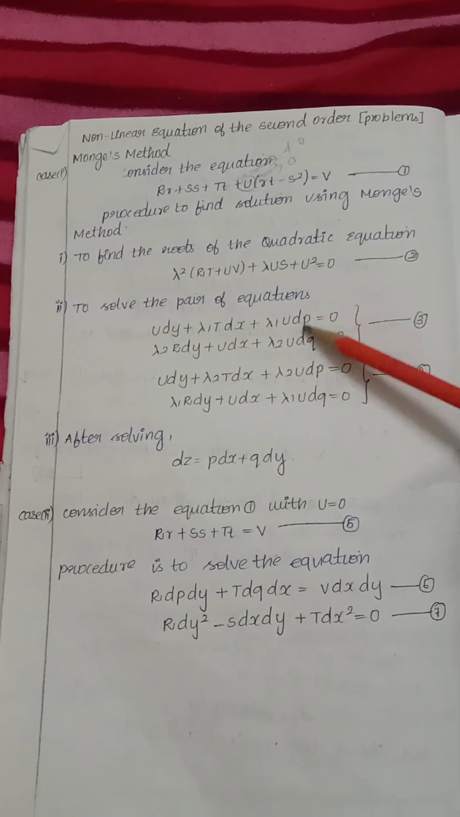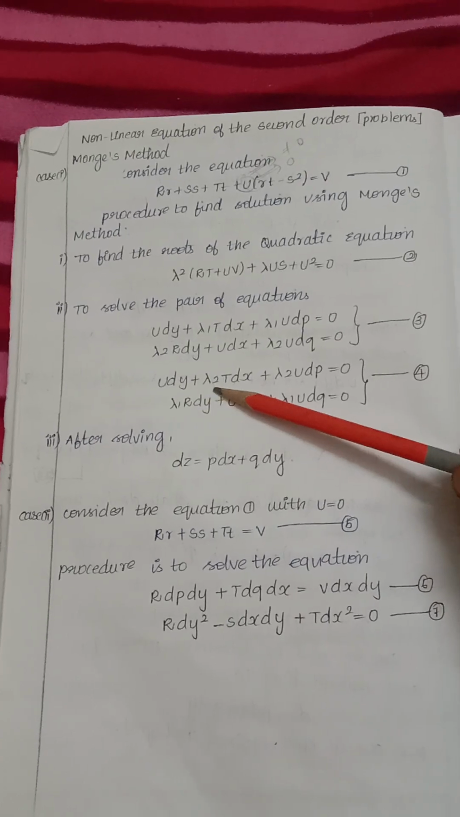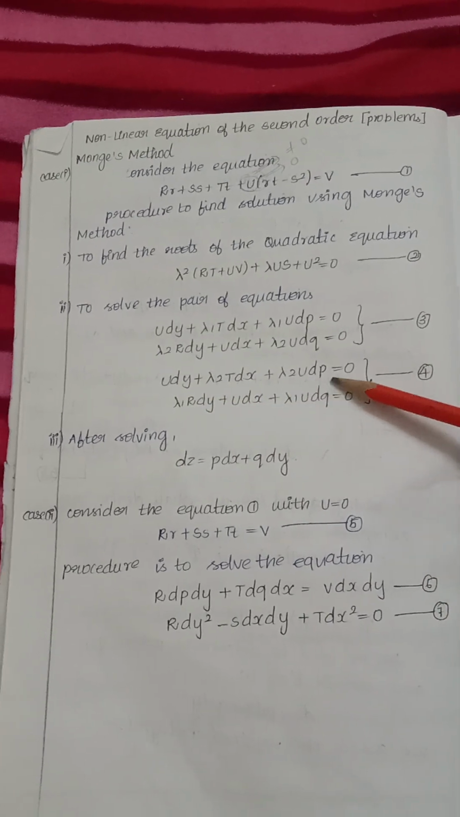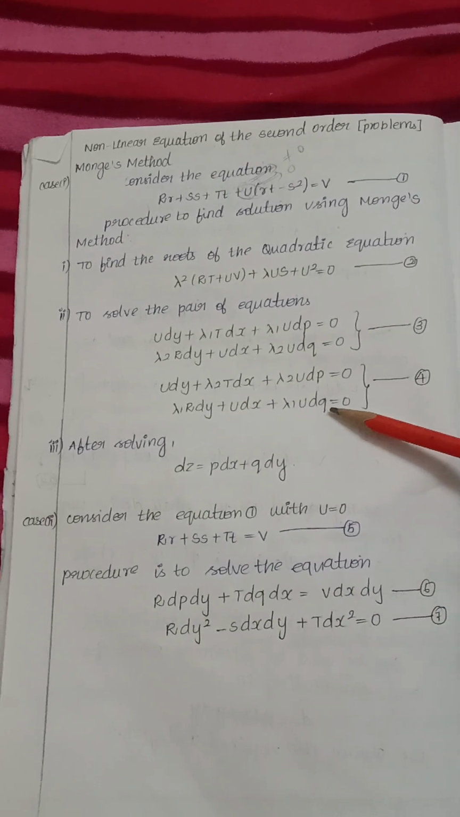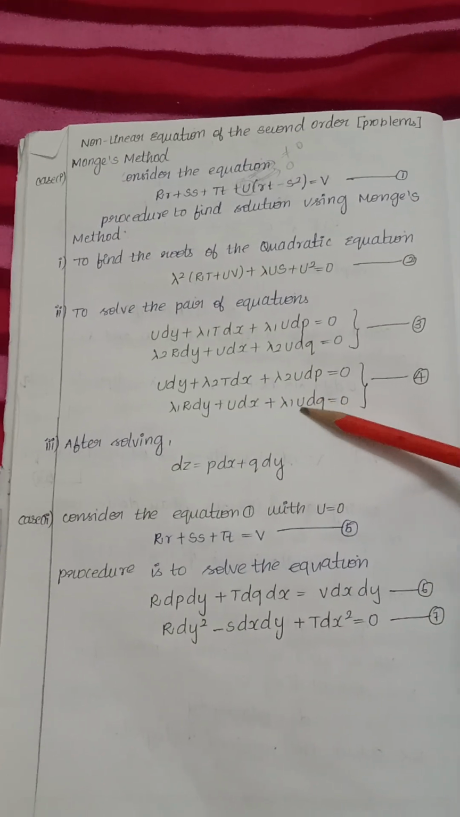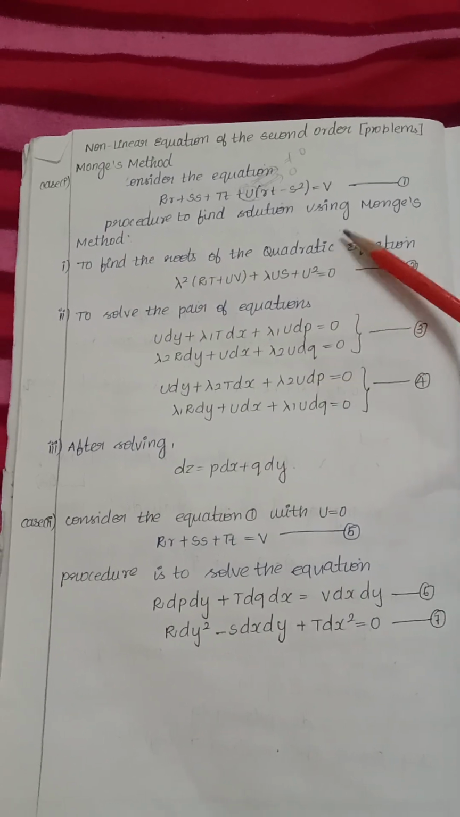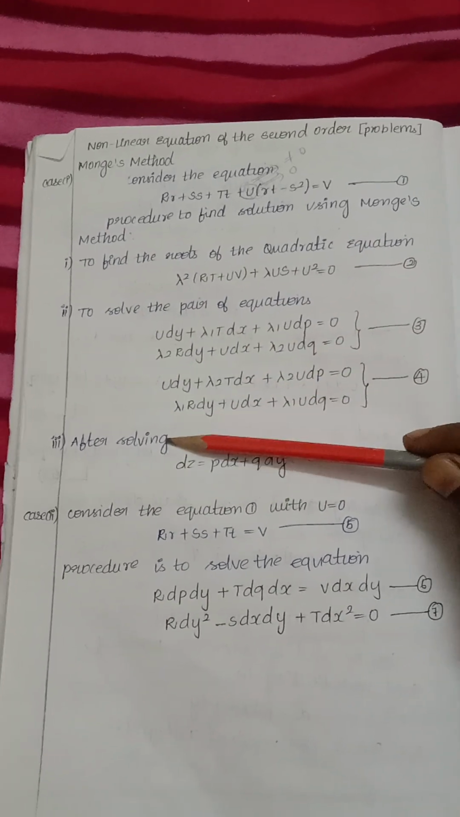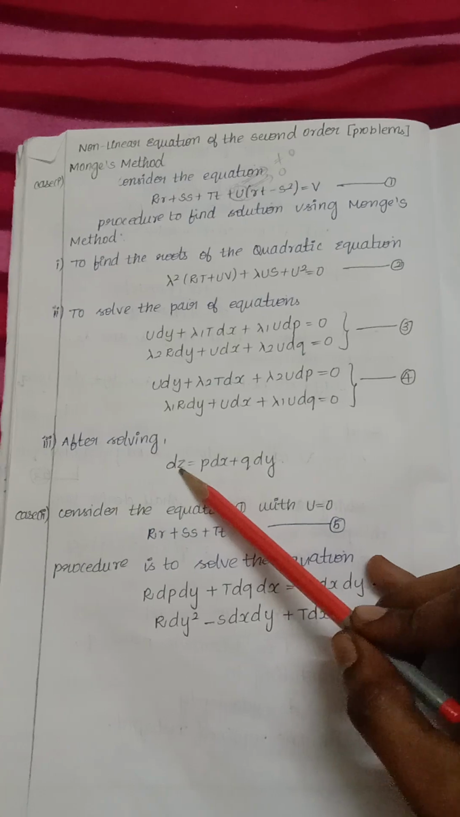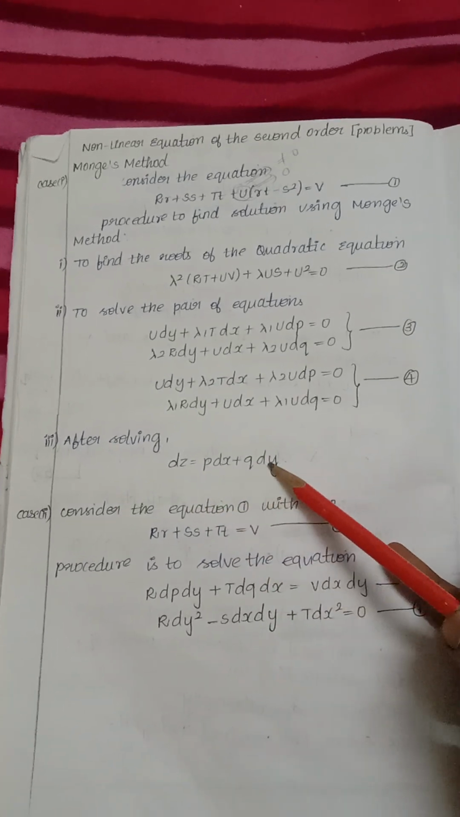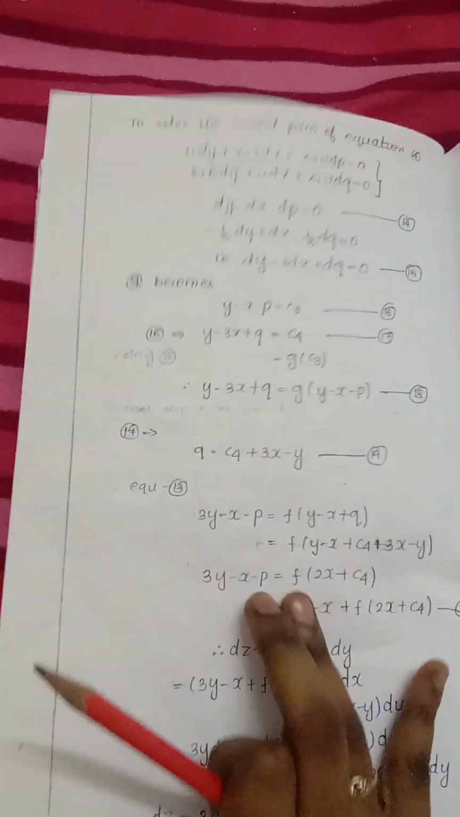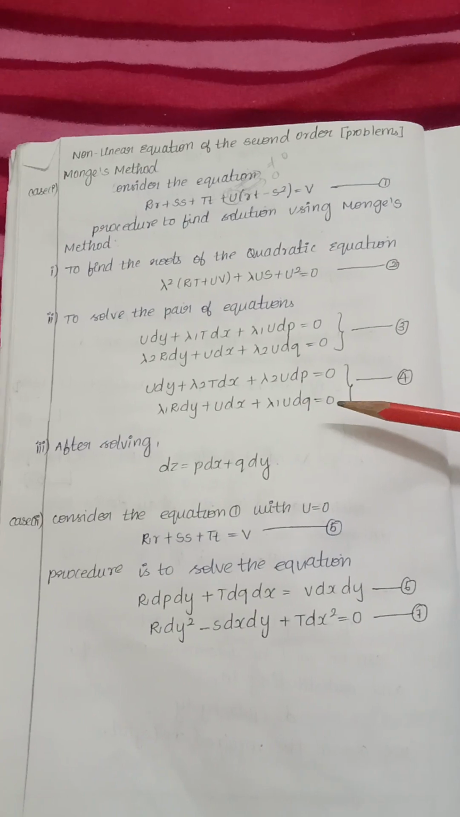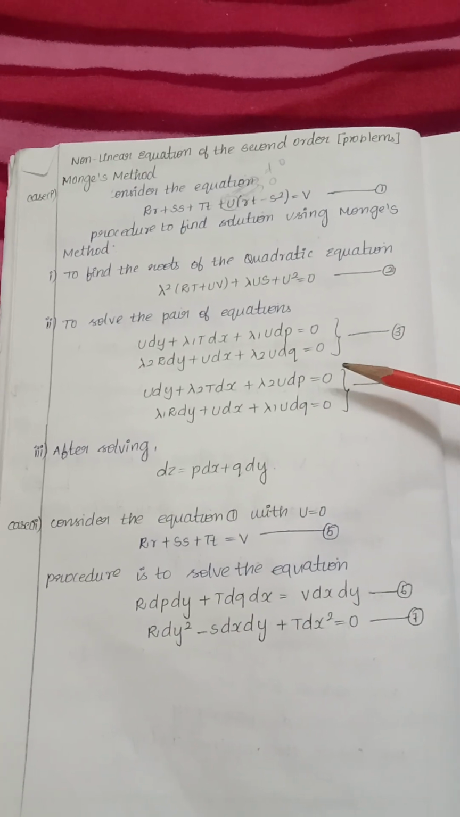This is one pair, and U dy + λ2 T dx + λ2 U dp = 0, and λ1 R dy + U dx + λ1 U dq = 0. This is the other pair. After solving this, we have to form dz = p dx + q dy and find the z values. This is the formula, the steps to solve the non-linear equation.